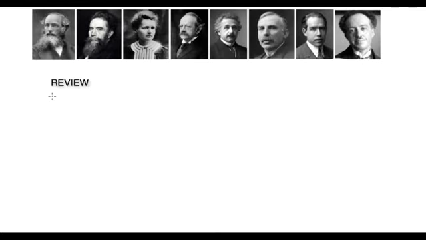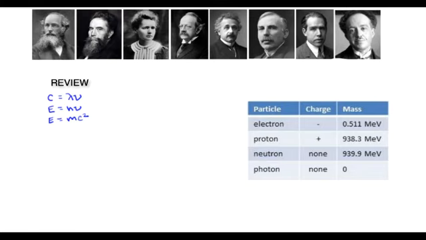So now let's review some of these concepts. We have the fact that light is a wave. It travels at a speed c related to the wavelength and the frequency. Also, those waves can be thought of as having an energy, useful especially for X-rays, that's related to the frequency. In addition, for a massive particle, the energy and the mass are related by this equation. Here are some of the fundamental particles that you need to know about: the electron, the proton, the neutron, and the photon, having different charges and different masses. The photon has no mass.